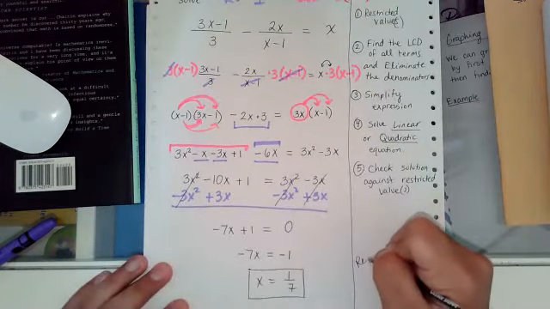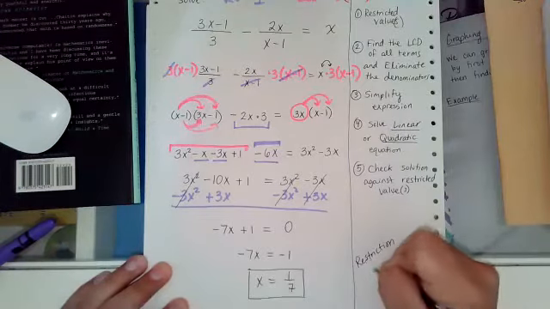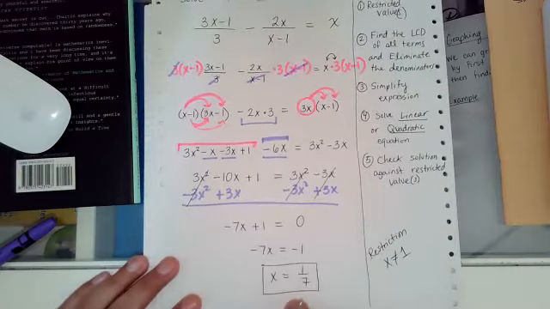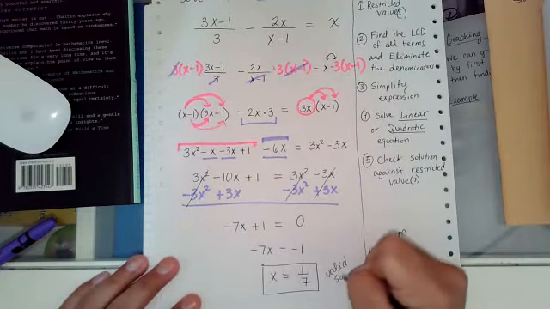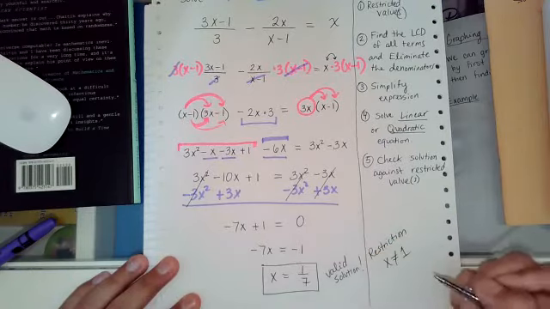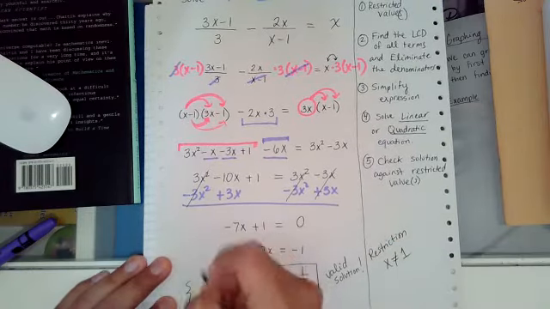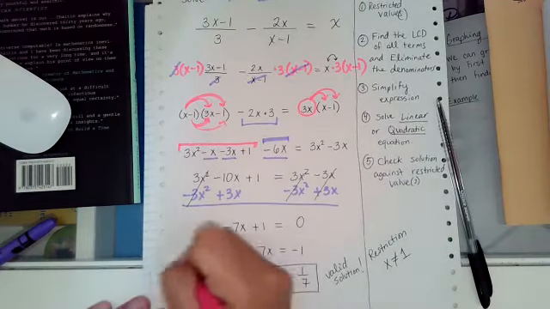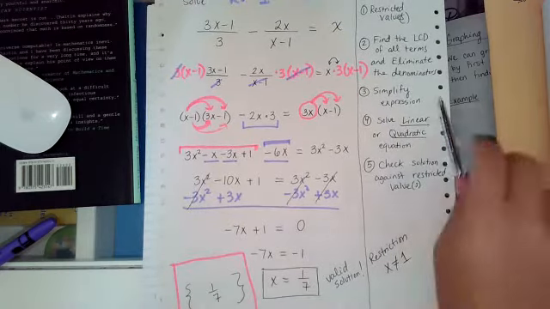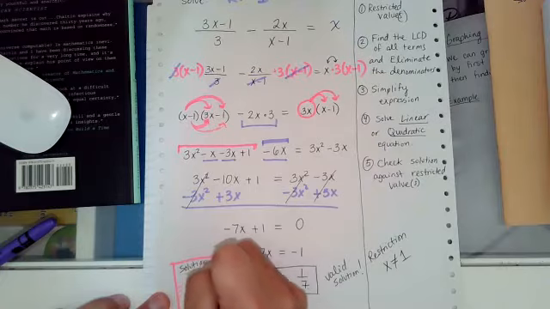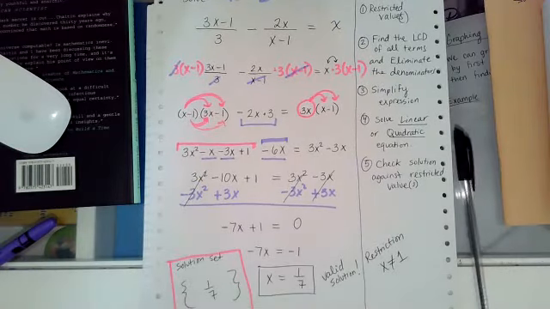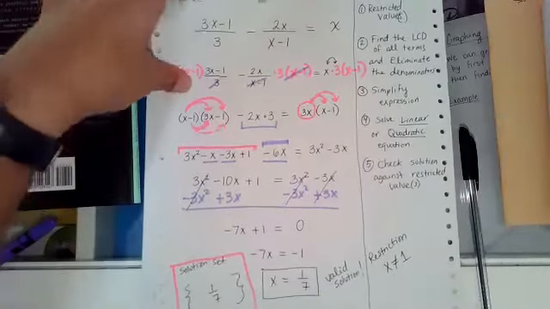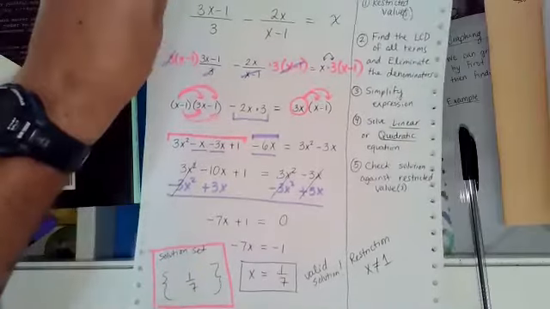Our restricted value is that x cannot be equal to 1. But since this is not equal to 1, this is a valid solution. So our solution set is just 1 over 7. Still a lot of work, but that went a lot faster, right?